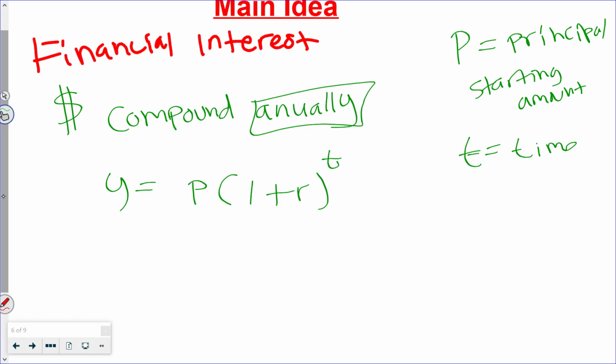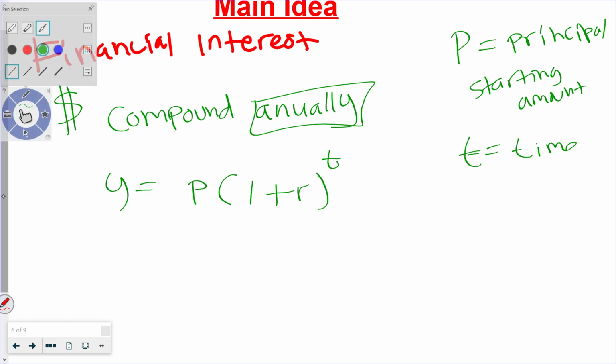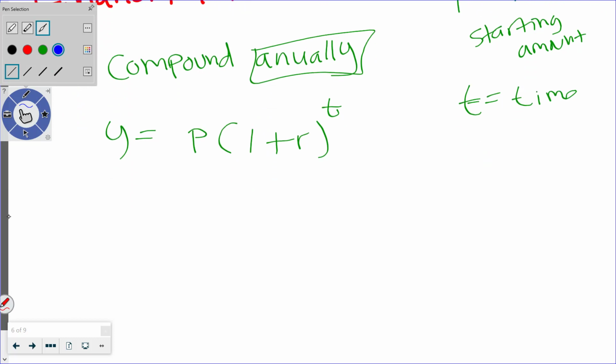This is exponential growth. Any questions about compounding annually? P is your principal, that's the amount you start with. T is your time. If you create a model, just change the T to an X so you can put it in your calculator and then look at the table. Is everyone clear about this here? Compounded annually. The next type of compounding is continuously.